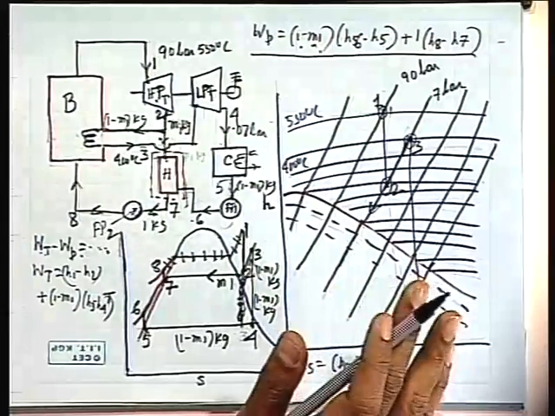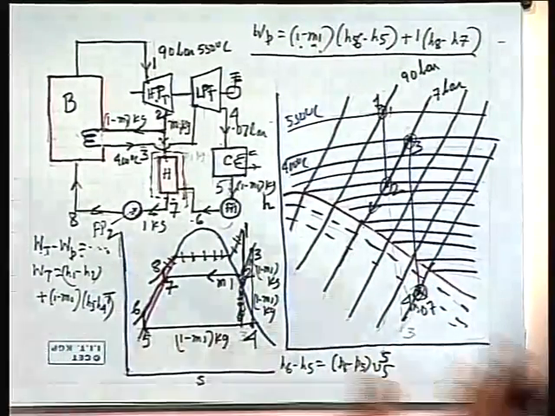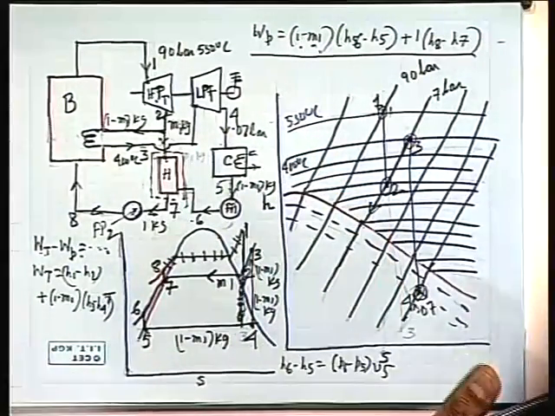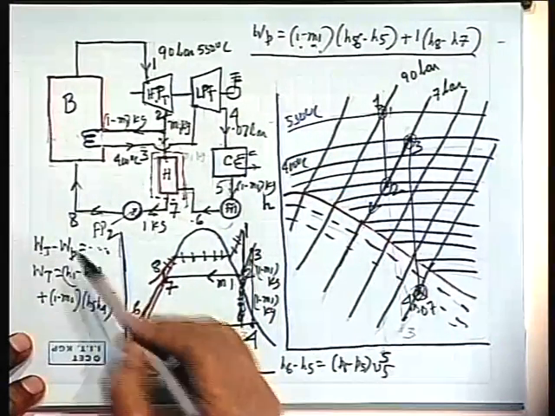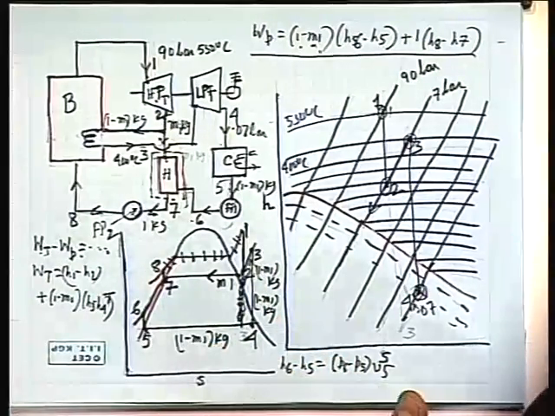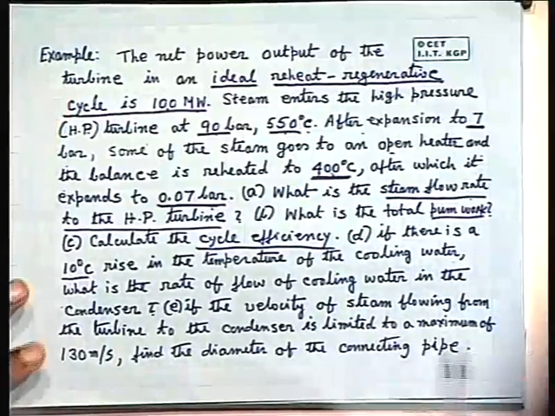Alright. Yes, sir. Understandable. Then cycle efficiency. Very simple. For cycle efficiency you don't require the mass flow rate. WT minus WP divided by H1 minus H8. Okay.